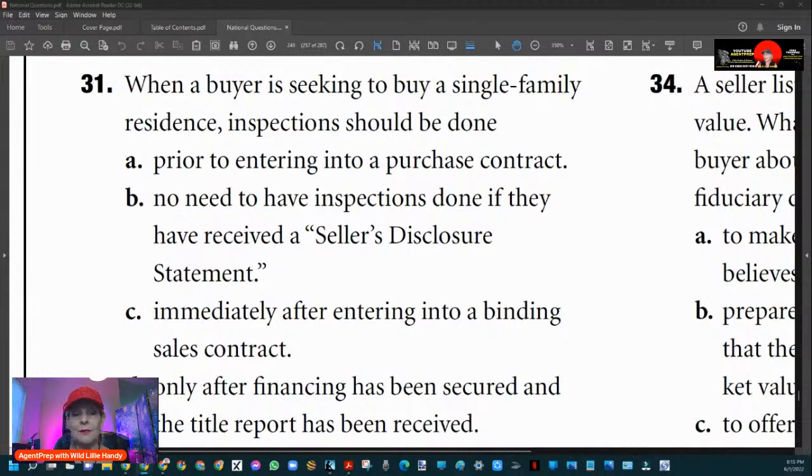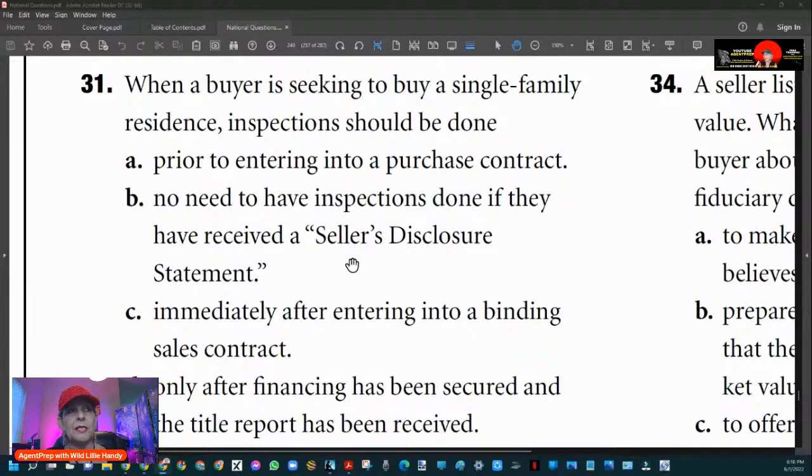The answer here is actually C, immediately after entering into a binding sales contract. So remember, the buyer does their due diligence, their inspections, during the option period, right? And that's after both parties have agreed on the terms for the sale and the purchase. During the certain days that the buyer requested to do the inspections, it could be 3 days, 5 days, 7 days, 10 days, that's when they run their inspections.